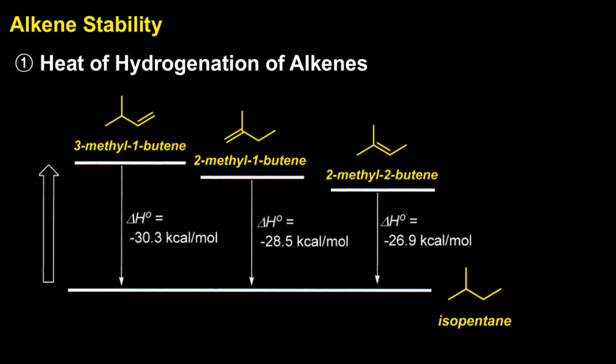Let's look at three examples: 3-methyl-1-butene, 2-methyl-1-butene, and 2-methyl-2-butene. All three get hydrogenated to form the same product, isopentane, but the amount of heat released is different. 3-methyl-1-butene releases about 30.3 kilocalories per mole, 2-methyl-1-butene gives off around 28.5 kilocalories per mole, and 2-methyl-2-butene releases the least, only 26.9 kilocalories per mole. So what does that tell us? 2-methyl-2-butene is the most stable of the three, because it releases the least energy during hydrogenation.